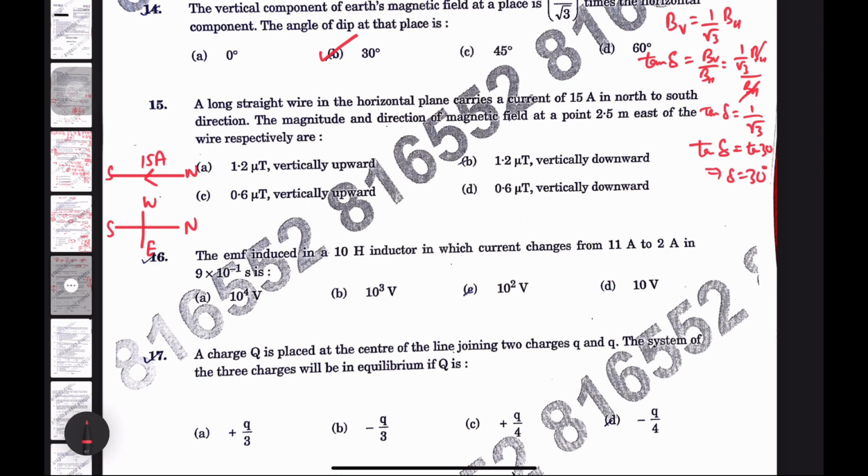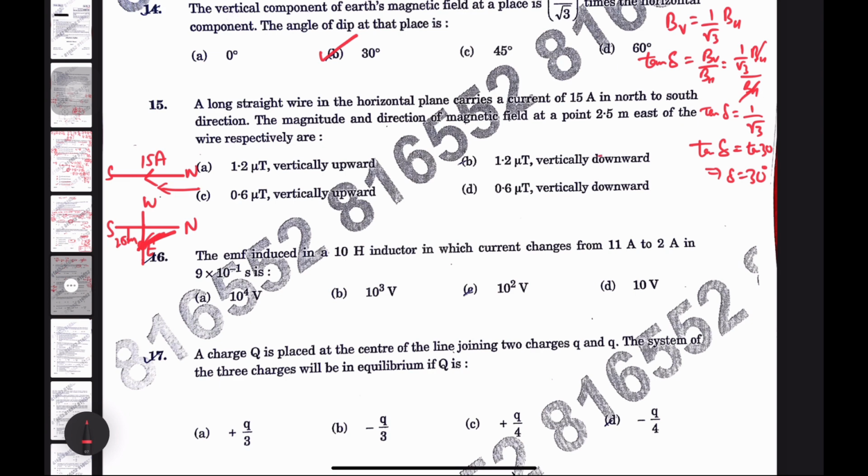So we had to find over here the value at a distance of 2.5 meter from the wire in the east direction. So first of all, you need to place the thumb of your right hand in the direction of the flow of current and curl your fingers. You will find that your fingers will be coming out of this point. It will be coming upwards towards you. That is, it is vertically upward.